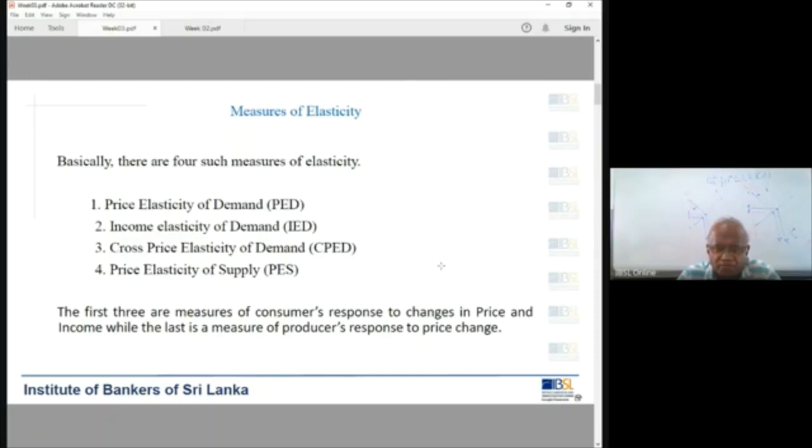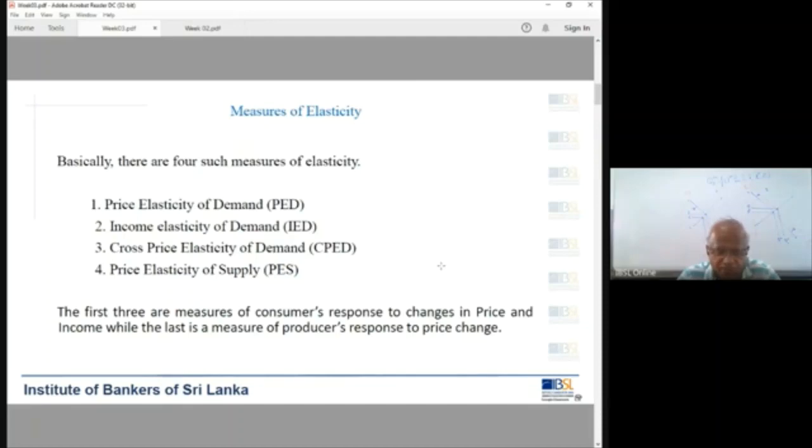Price elasticity of demand, PD. Different textbooks use different notation, so not to worry. Sometimes you are familiar with different notation, for A levels or degree or the chartered exams. These are the notations I use. Income elasticity of demand, IED. Cross price elasticity of demand, CPED. Price elasticity of supply. The first 3 measure the consumers' response to changes in price and income. The last one, price elasticity of supply, measures the producer's response to price change.